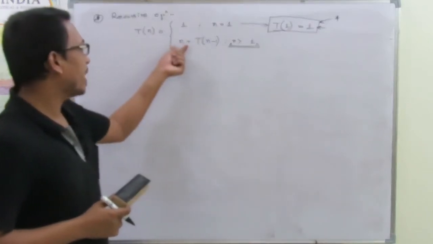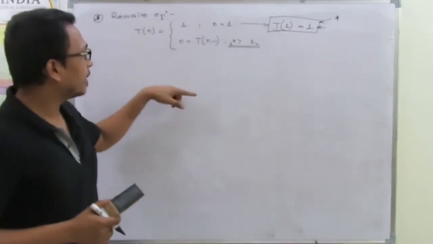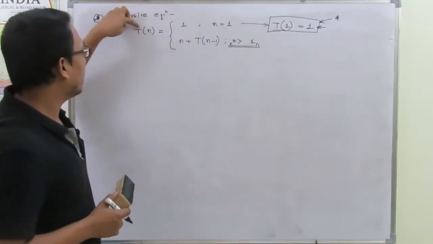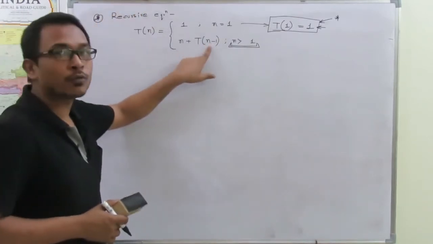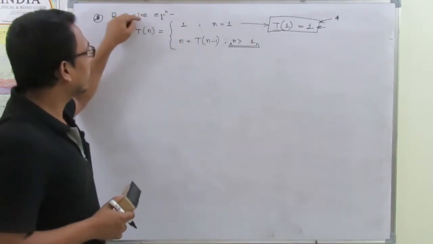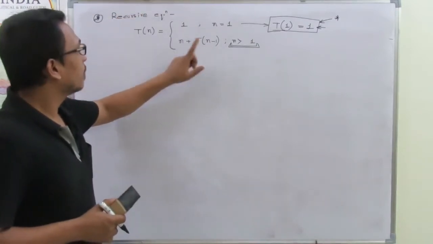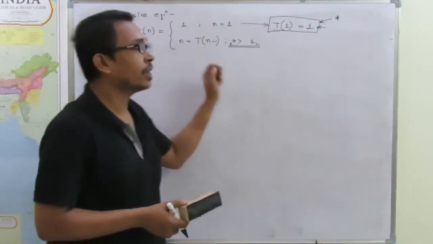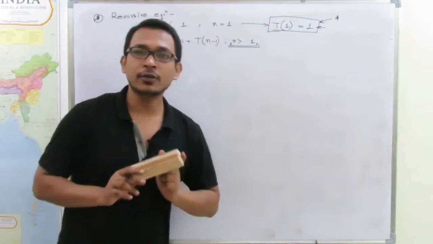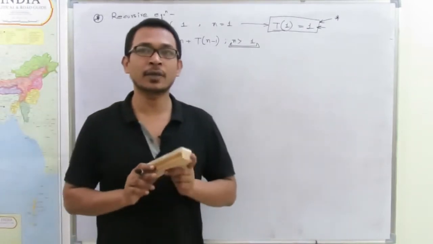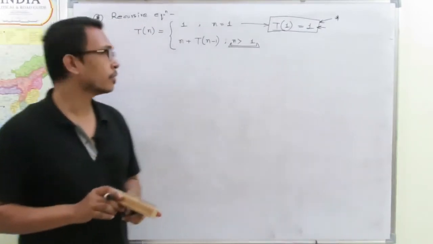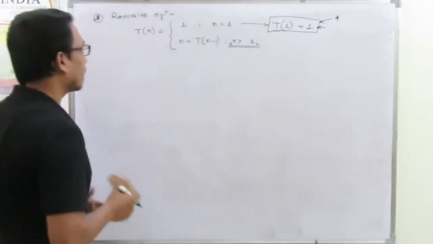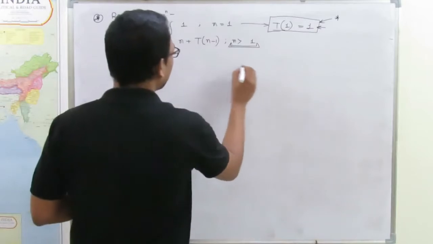We need to spend n amount of time, and after that we can reduce the problem of n input into n minus 1 input. We can reduce the problem from n input to n minus 1 input, and to reduce one element from the input we need to spend n units. Clear? So let's start. Now we are using the tree method.